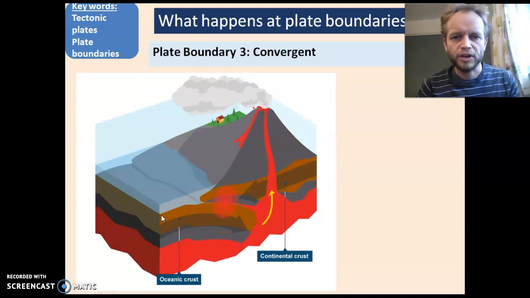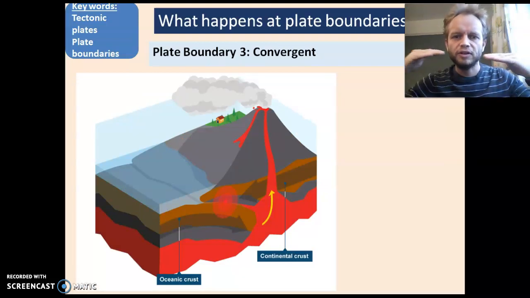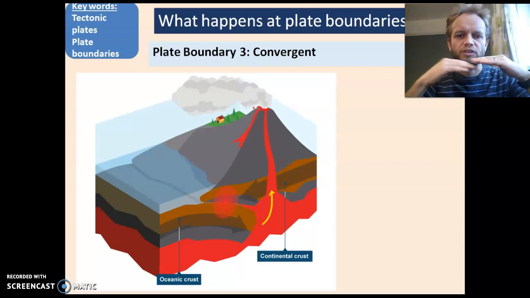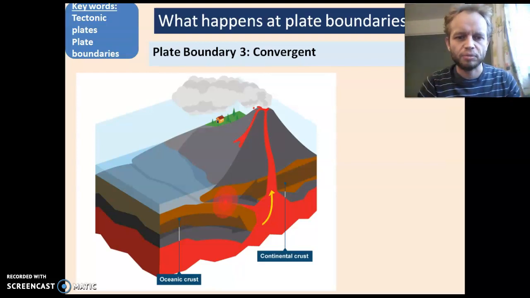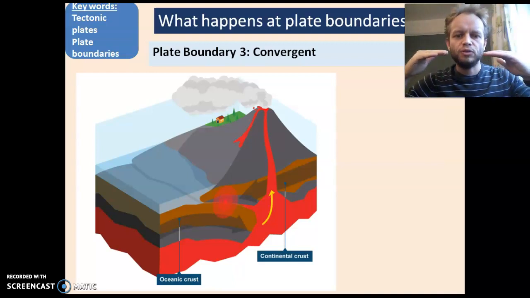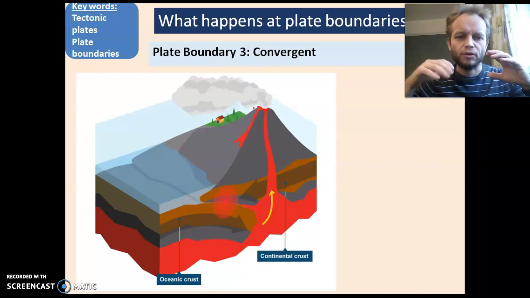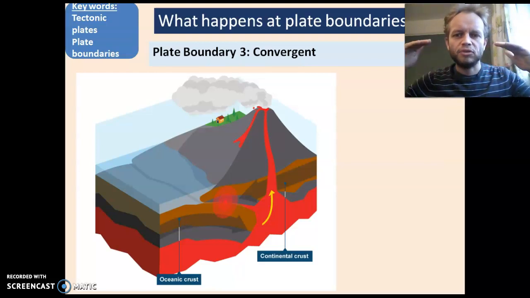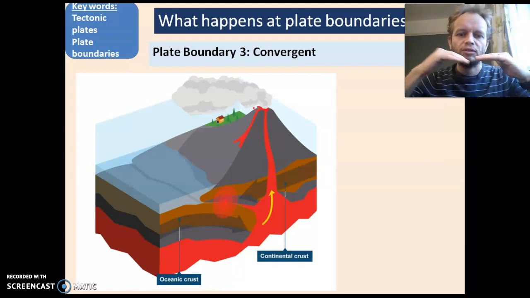Our third plate boundary is a convergent, so where our tectonic plates are moving towards each other. Okay, and we get several things happening here. The oceanic crust is moving towards the continental crust. So oceanic crust is where we've got the ocean on top of it. It's much thinner but much more dense as a piece of crust. And so what happens is, because it's more dense, it sinks beneath the continental crust. It subducts.